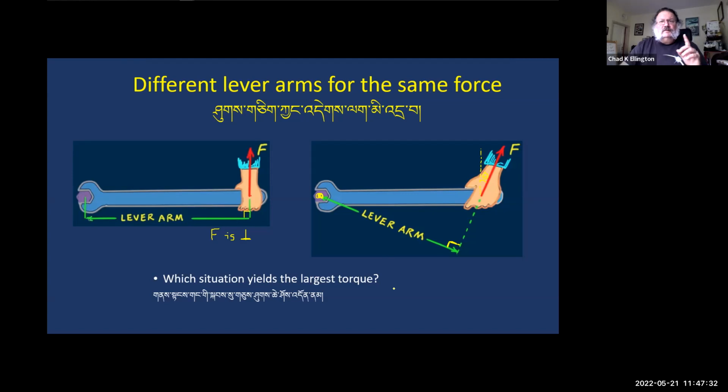So the torque is equal to R times F, but we have to take into account really what that R means, or you can think of it really in terms of F being only the value of the force that is perpendicular at that location.